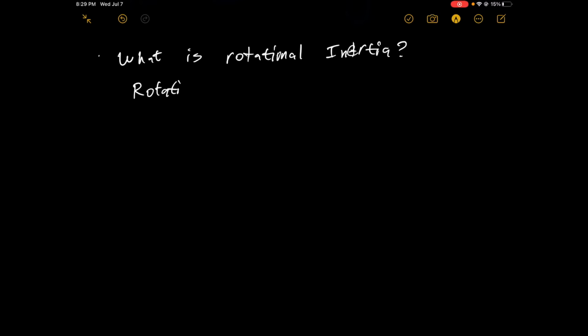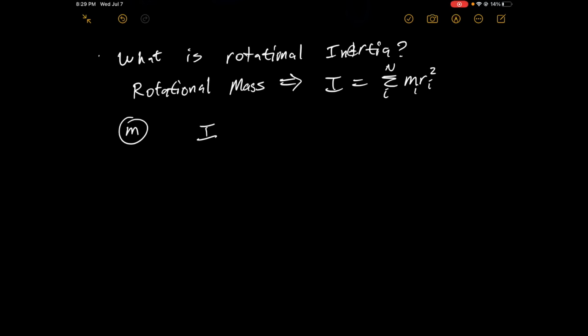So what is rotational inertia? Rotational inertia is really just kind of like a rotational mass. It is defined as I equals the summation over the ith particle for n particles. Basically, what makes the rotational mass different from the normal mass is that the normal mass just has a mass m, well, duh. But rotational inertia, with the symbol I, is defined like this.